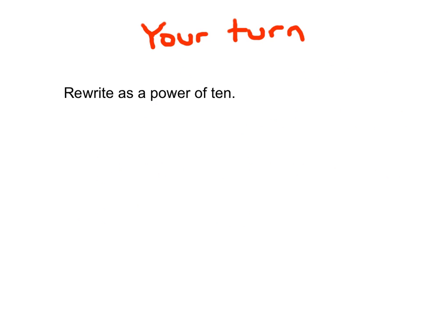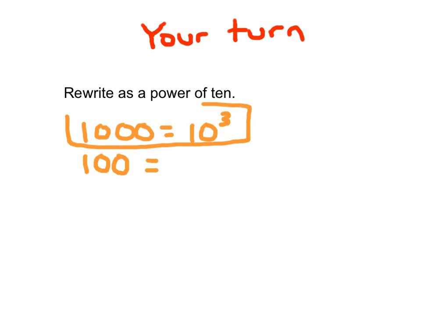Okay, it's your turn. It says here to rewrite as a power of 10. And I'm going to give you 3 numbers, and I want you to rewrite them as powers of 10. So for instance, if I had given you 1,000, you would have written 10 to the third power. And that's all I'm asking you to write. Write out the whole equation, meaning to write out the whole thing here. And here are your other couple of numbers.